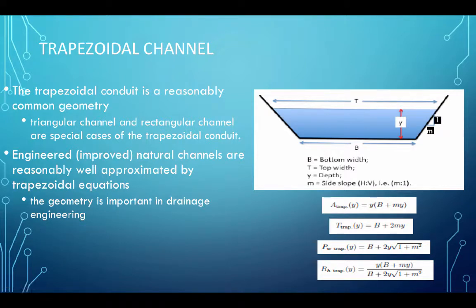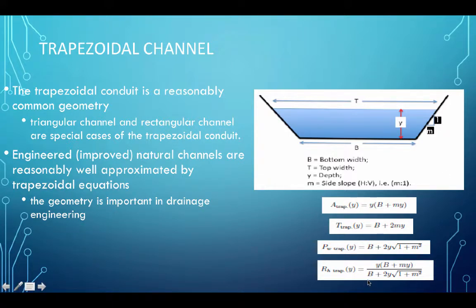With those definitions, and in this case this is for a trapezoidal channel where the left side slope and right side slope are the same, we have the area is equal to y times b plus my. The top width is b plus 2my. The wetted perimeter is b plus 2y multiplied by the square root of 1 plus m squared. And finally, the hydraulic radius is the ratio of the area and wetted perimeter: y times b plus my divided by b plus 2y root 1 plus m squared.